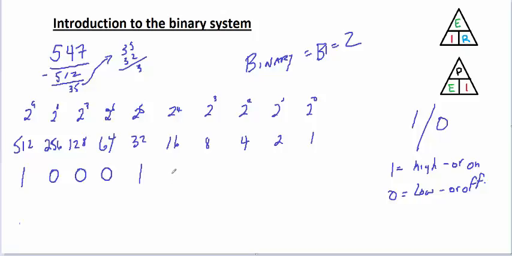Okay, 16, no, too big. 8, too big. 4, too big. 2 I can use, right? So I can subtract that from there, which leaves me with 1, and there's my 1. So my binary number for 547 is 1000100011.